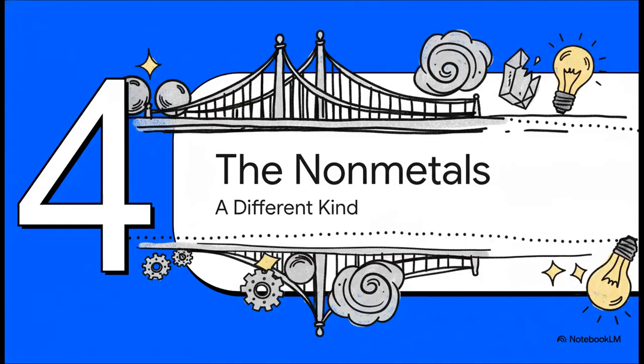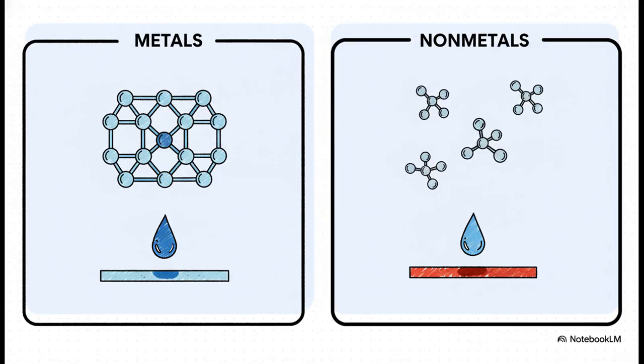Okay, so we've crossed that metalloid bridge. Now we're in the land of the nonmetals. And in a lot of ways, their properties are basically the mirror image of the metals we just talked about. Just look at the differences here.